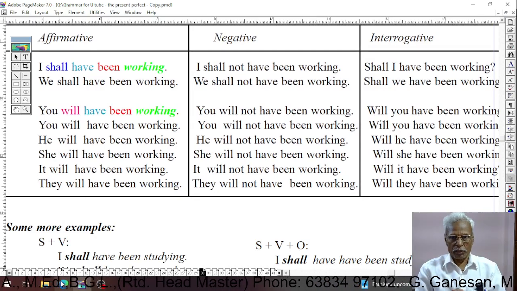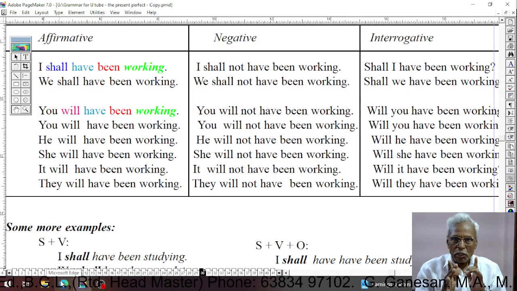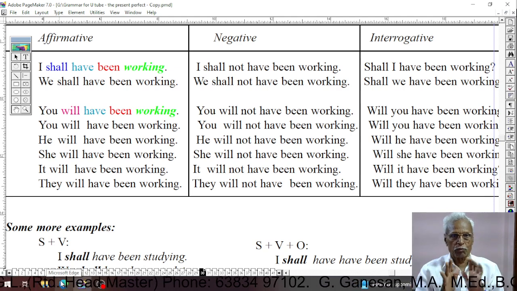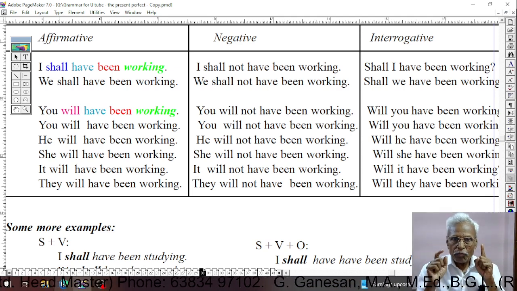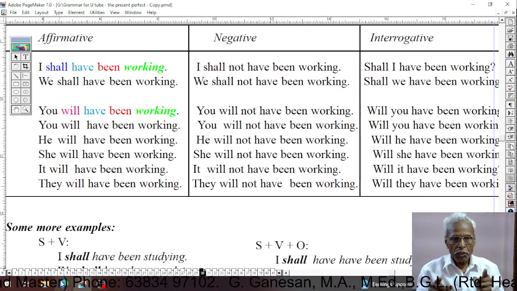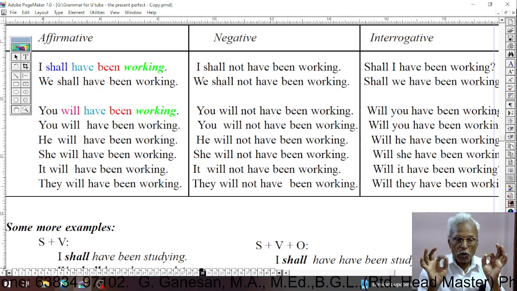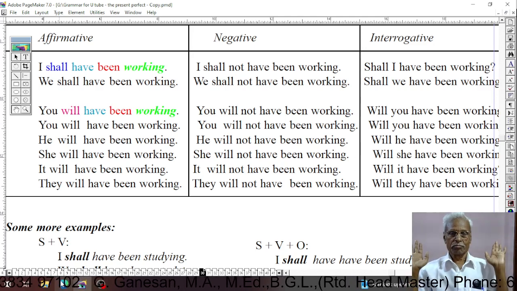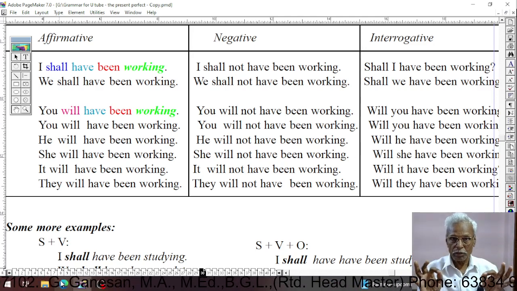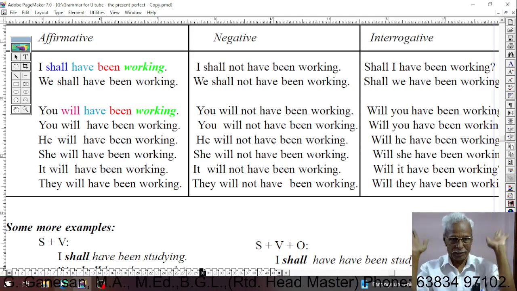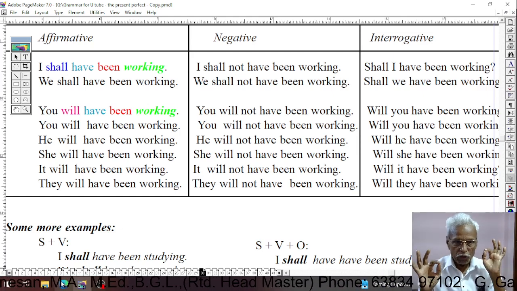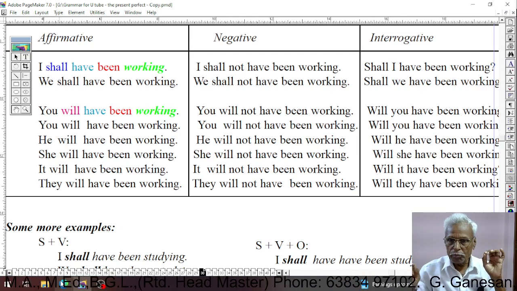You will have been working. That is, you will have been doing your work. You shall have been working means you will have been working means you will have been doing your work. That is, you will have been working. You will not have been working.